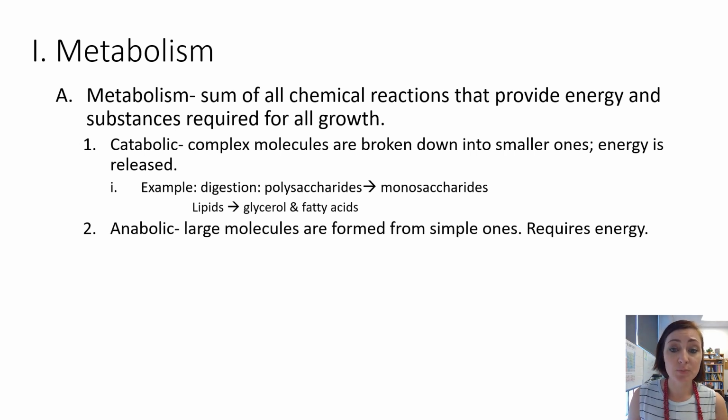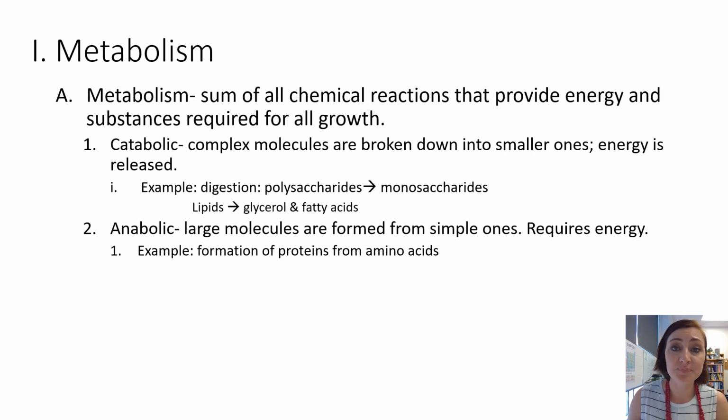Anabolic metabolism is where you form large molecules from small ones. In order to do this, you're going to need an input of energy, and energy gets stored in those bonds. A good example of this would be the formation of proteins from amino acids.